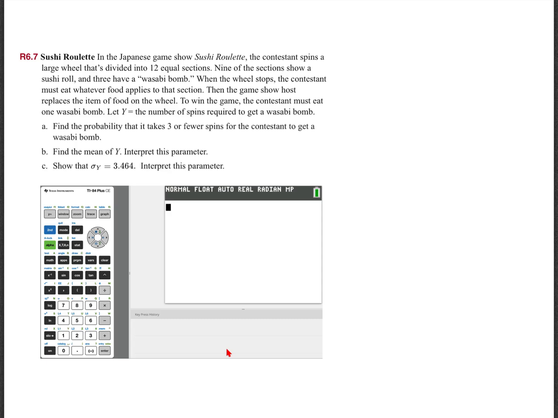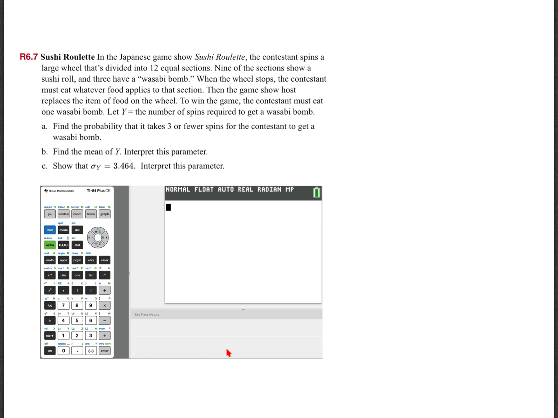Okay, part A. Find the probability that it takes 3 or fewer spins for the contestant to get a wasabi bomb. First off, in order to find probability, we have to know what type of probability distribution this is. Is this one where we'll make a table and then multiply, and then add, to get the expected value? Is this a binomial? Is it geometric? Is it normal? Because each case we'll be doing different calculations.